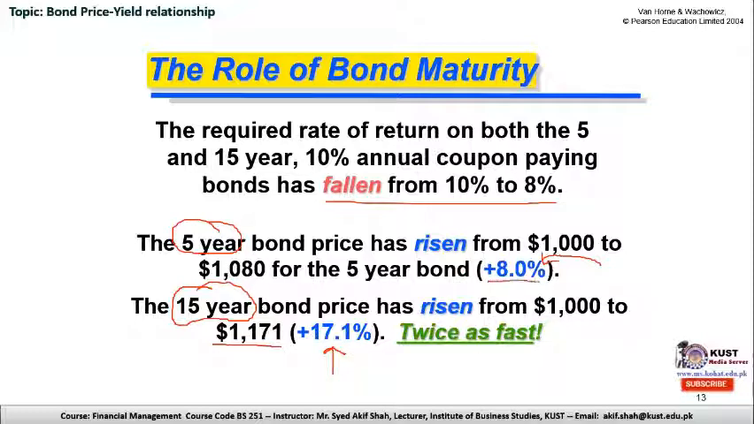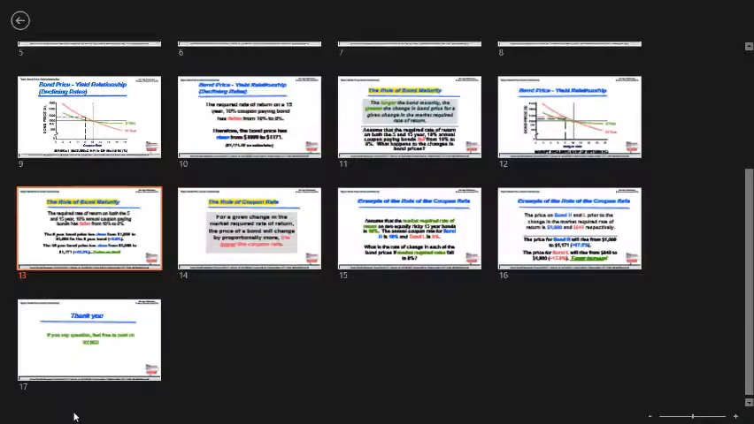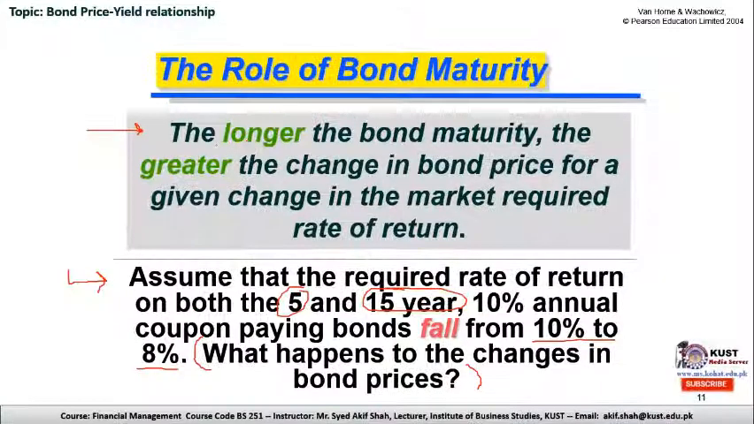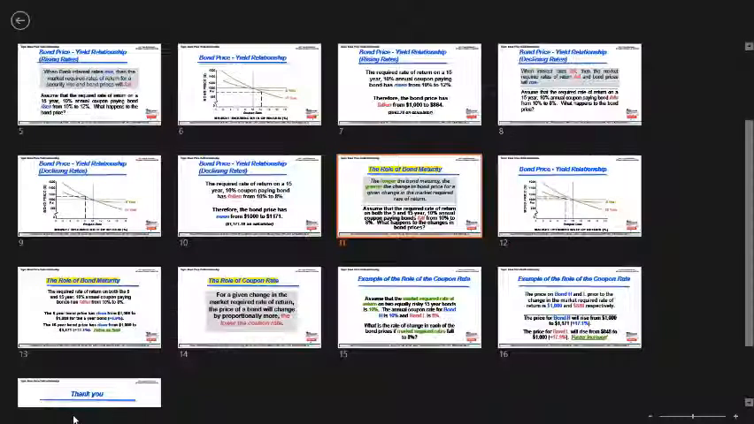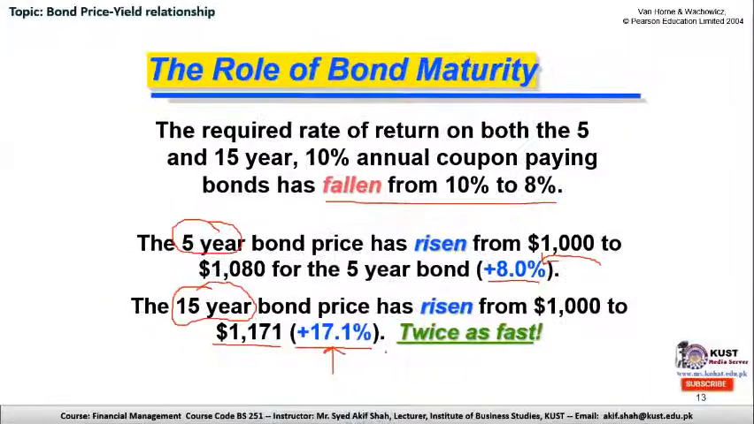As we can see, the increase in the price of the 5 years maturity bond is 8%. However, the increase in the bond price of long-term maturity is 17.1%. And hence our condition has been fulfilled, which stated that the longer the bond maturity, the greater the change in the bond price for a given change in the market required rate of return. And this narration has been proved graphically as well as mathematically.